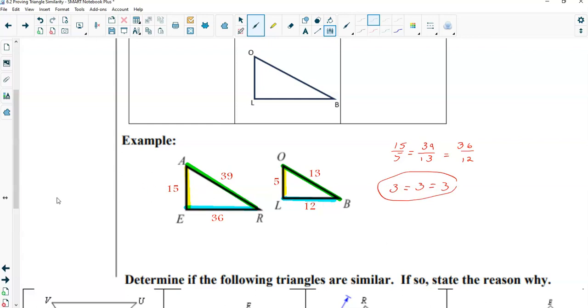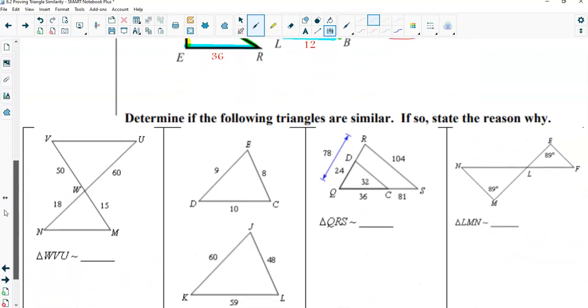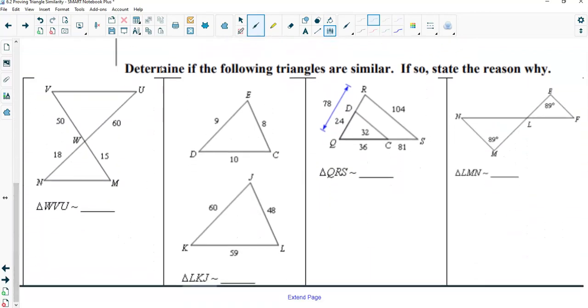Okay, what you will be working on in the exercises, just to give you examples, is right here. Let's go to the exercise examples. Determine if the following triangles are similar. If so, state the reason why. Remember, we can only prove triangles similar by angle, angle, or side, angle, side, where the two sides are proportional and the included angle is congruent, or by side, side, side, where all three sides are proportional.